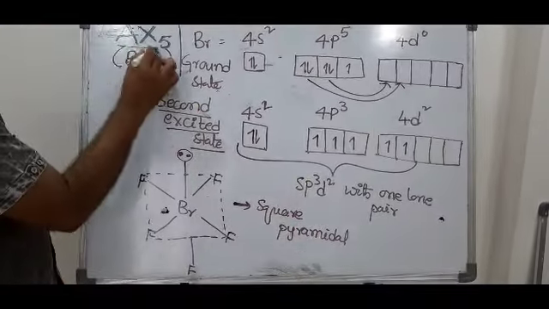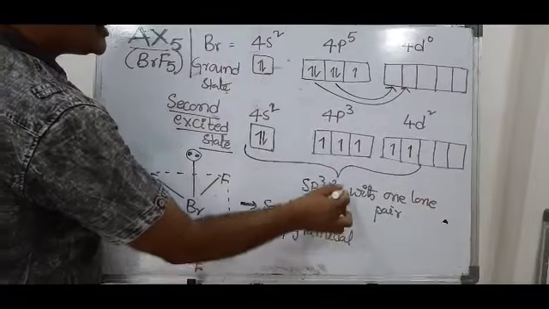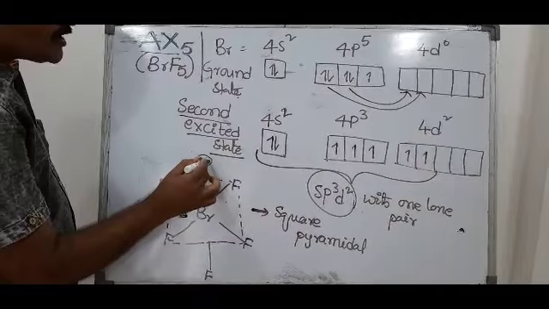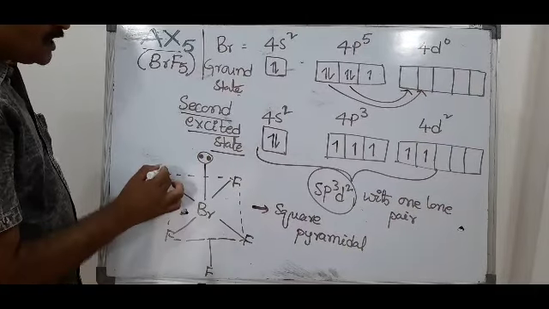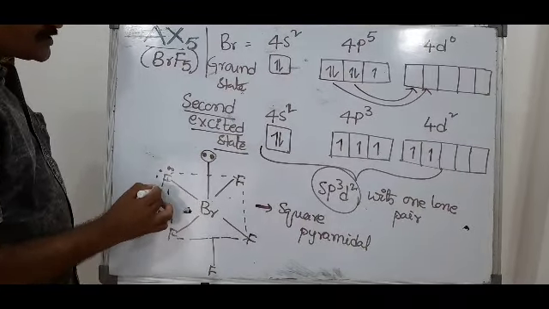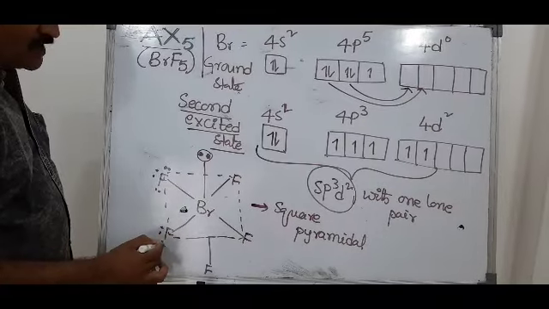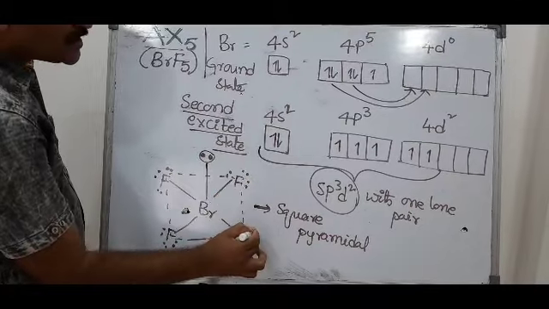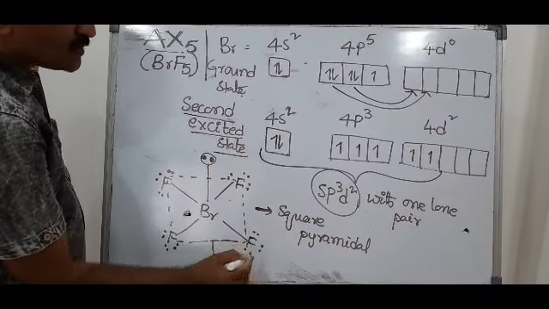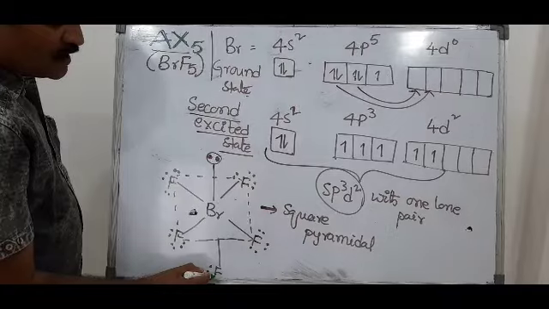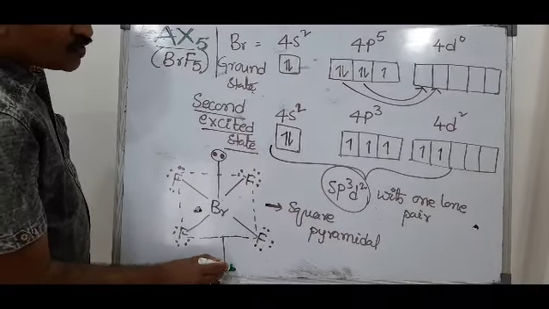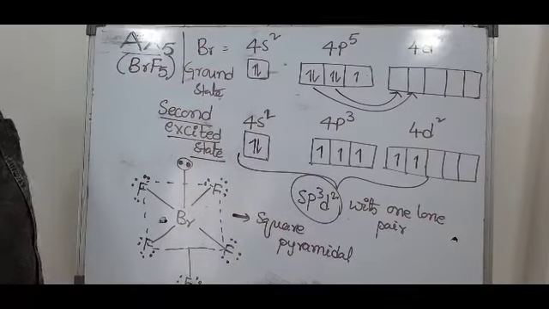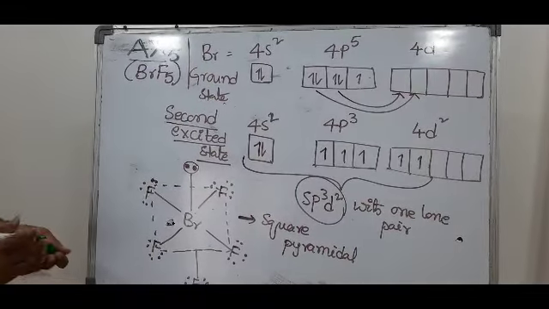So AX5 molecules have square pyramidal geometry with sp3d2 hybridization, and one lone pair on the central atom. Of course, every surrounding fluorine has 3 lone pairs, but that is a different point. It will not affect the geometry of the molecule. The shape of the molecule is not influenced by the lone pairs on the surrounding atoms. It is influenced only by the lone pairs on the central atom. Let's see AX7, that is the last molecule.